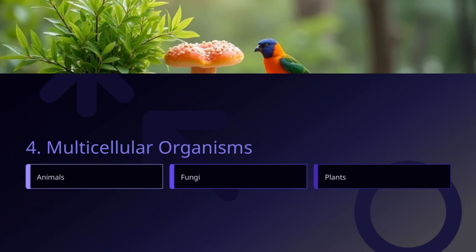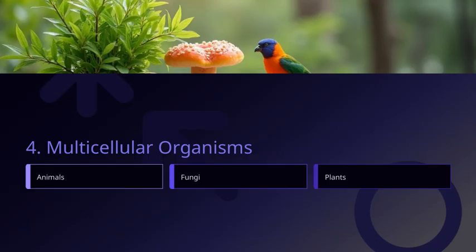When we talk about multicellular organisms, we're referring to living things made up of many cells working together. These organisms are incredibly diverse and include animals, fungi, and plants. Animals are perhaps the most familiar. They have specialized cells that perform specific functions, allowing them to move, respond to their environment, and carry out complex behaviors. Fungi are another group.